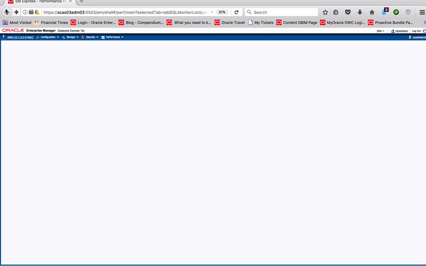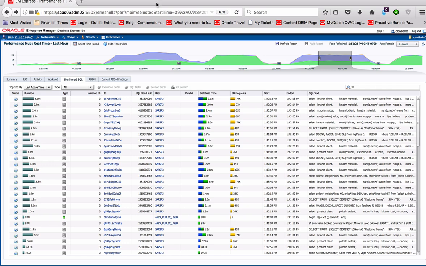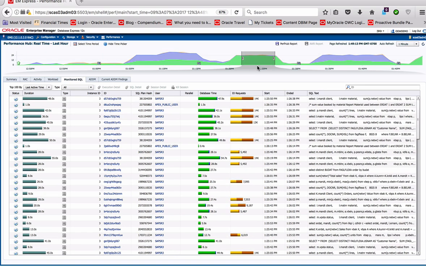Now let's look at an OLAP time period with database in-memory enabled. We'll move the average active session slider over to that time period in the same screen as before, which is the Monitor SQL tab. Notice that now most of the SQL executions are dominated by just CPU time in the database time column, and that their durations are significantly shorter than what we saw with database in-memory disabled. Now they're on the order of 20 to 40 seconds.